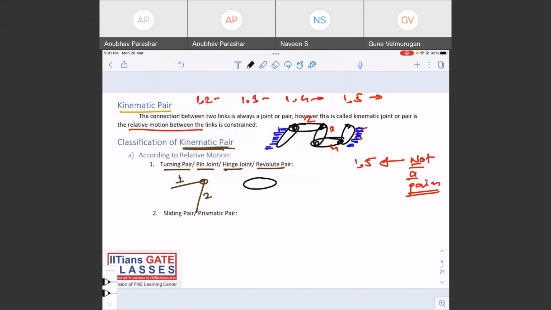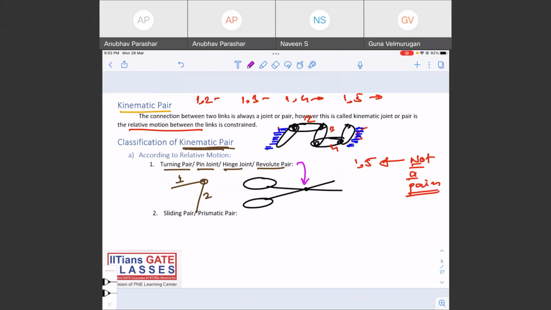Have you seen scissors? Do you have scissors at your home? Have you seen the joint where the two parts of the scissors are joined to each other? Generally, scissors have two parts, and both of them are hinged, joined in the middle. Where it is joined is nothing else but the revolute pair. We also call it hinge joint, pin joint, turning joint.